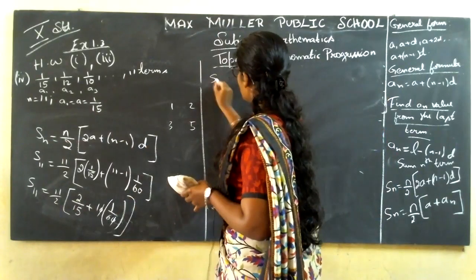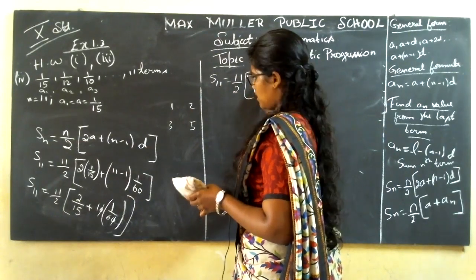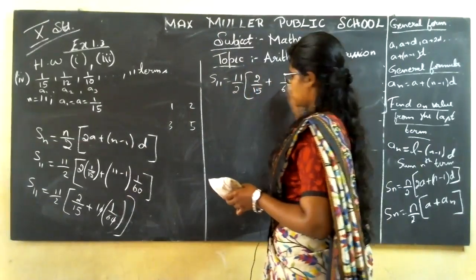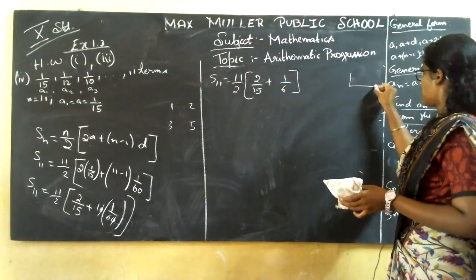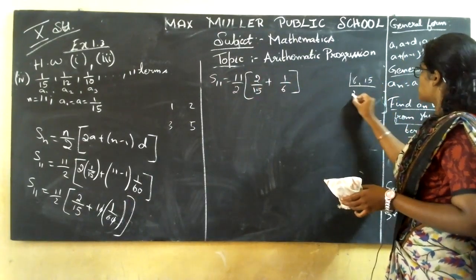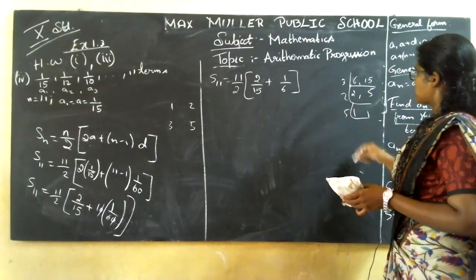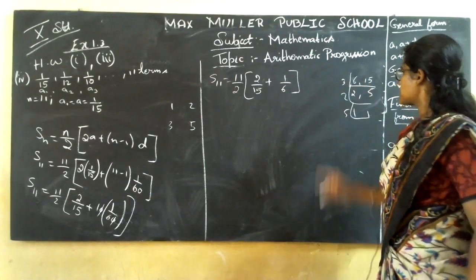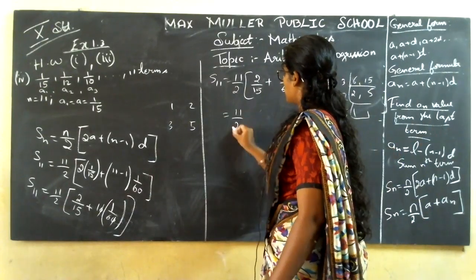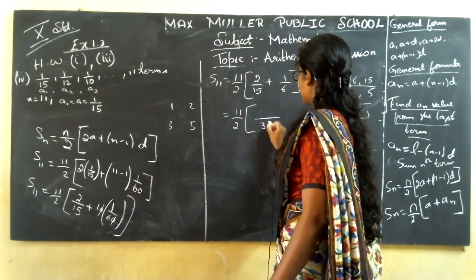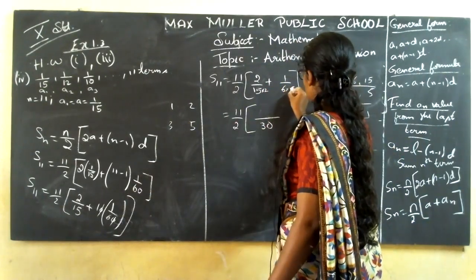You will be left with S11 is equal to 11 by 2 into (2 by 15 plus 1 by 6). Correct? Now 6 and 15 go in which table? The 3 table. 3 2s are 6, 3 5s are 15, 2 1s are 2, 5 1s are 5. So 3 2s are 6, 6 5s are 30. So 11 by 2 into this 30: 15 2s are 30, 3 2s are 6, 6 5s are 30.